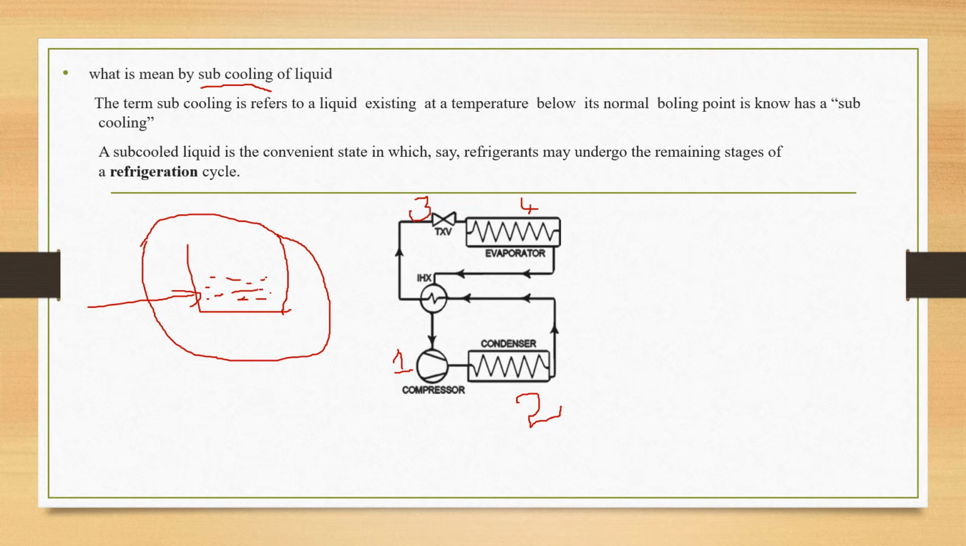Here the refrigerant passes through a small jet, and after passing through this jet it expands and evaporates. The heat is converted into vapor here, and then the cycle repeats again, passing the refrigerant to the compressor. This is all about subcooling, and this is the refrigeration cycle.